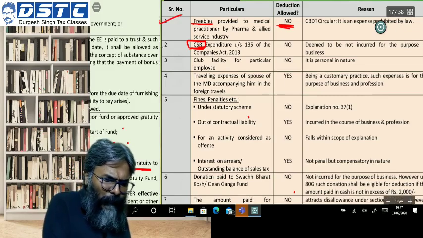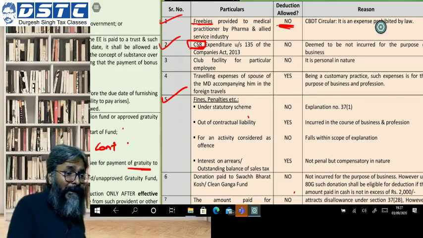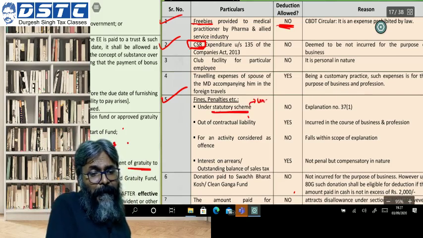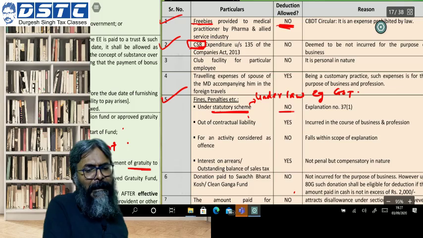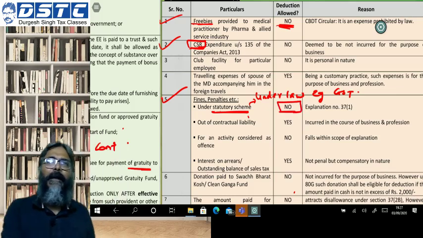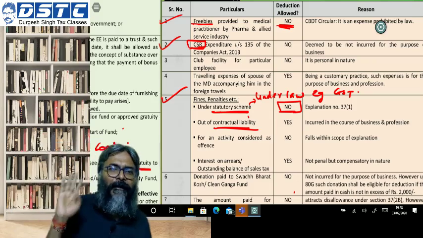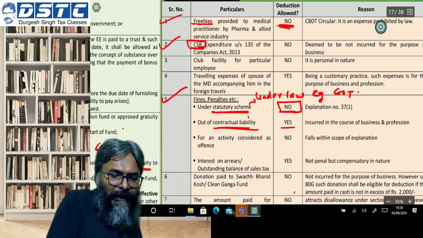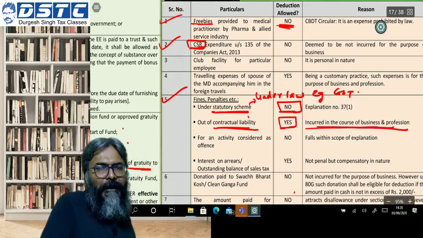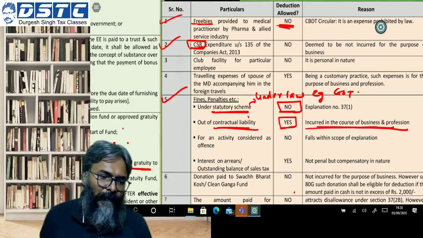Now, apart from that, what did the tick mark show? Just focus on the tick mark part. Point number five, about fines and penalty, which I was just discussing with you. Under a statutory scheme, what do you mean by statutory scheme? Meaning, under a law, like GST, in which there is a fine and penalty. Will a deduction be allowed? No. These fine and penalties will not be allowed as deduction. But if the penalty is out of a contract between you and me, we are having a contract, and in that contractual scheme the penalty is being imposed, then will the deduction be allowed? The answer is yes, incurred in the course of business and profession. So out of a contractual liability, the answer would be yes.